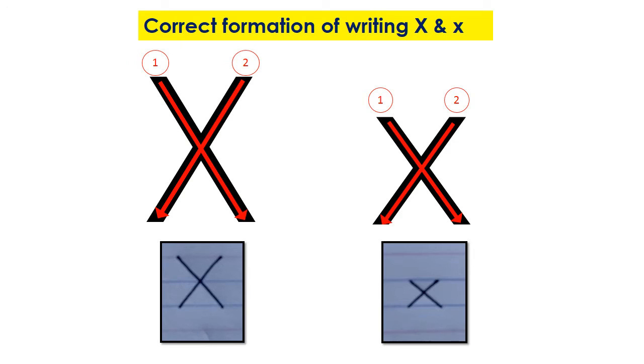Here you can see the correct formation of writing letter X. Capital X and simple X. Both are the same, but the difference is the starting point. Capital X starts from the top, but simple X starts from the middle. Below, you can see how to write capital X and simple X in your double rule book.